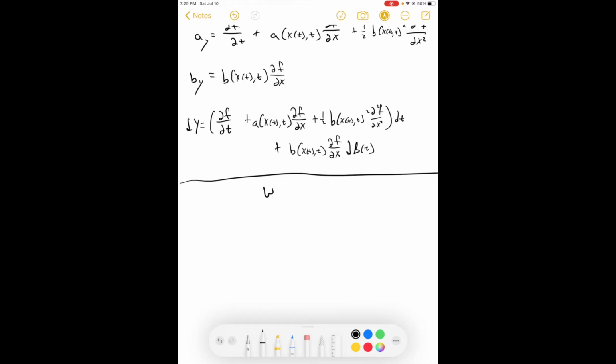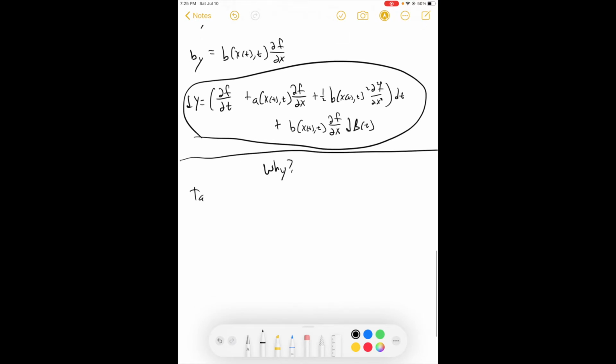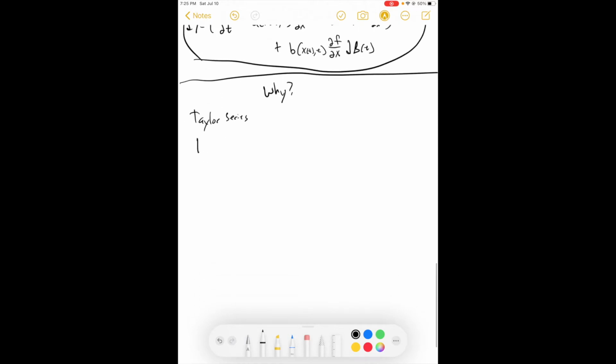Now we're going to look at why. Why does dy have this stochastic differential form here? And to answer that, we're going to start with a Taylor series. Now let's say that the absolute value of h is really, really close to 0, but h is not actually equal to 0. So think of this as maybe the limit as h approaches 0.